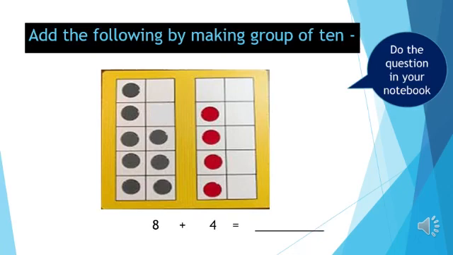And how you are going to do? You will be moving the dots from the second group to the first group to make a 10 in the first group, and then count the loose ones, and in this way you are going to get the answer of this addition. Okay students, take your time, do it in neat and clean handwriting in your notebook, and then you only move to the next slide where you are going to get the answer of this addition. Okay.